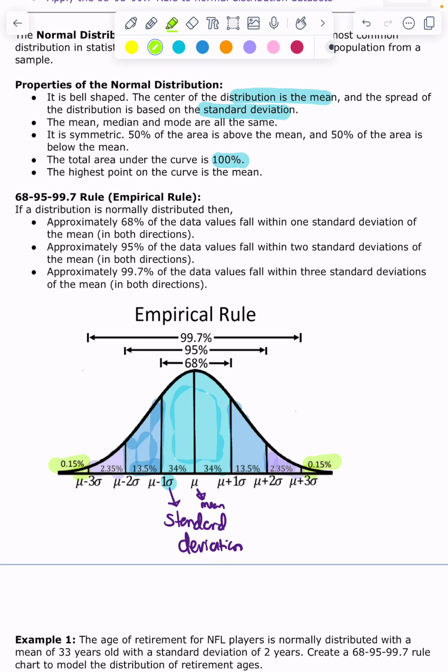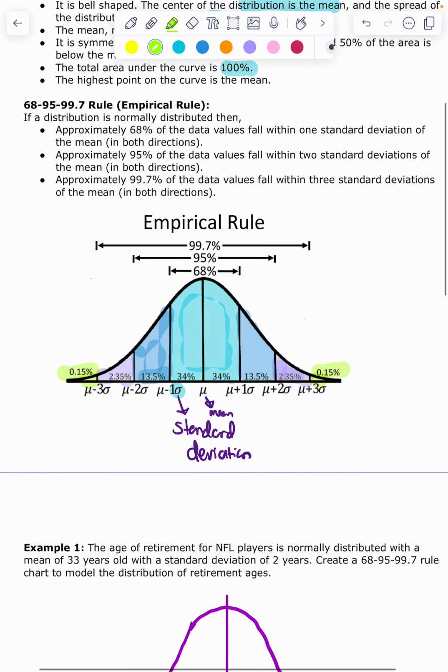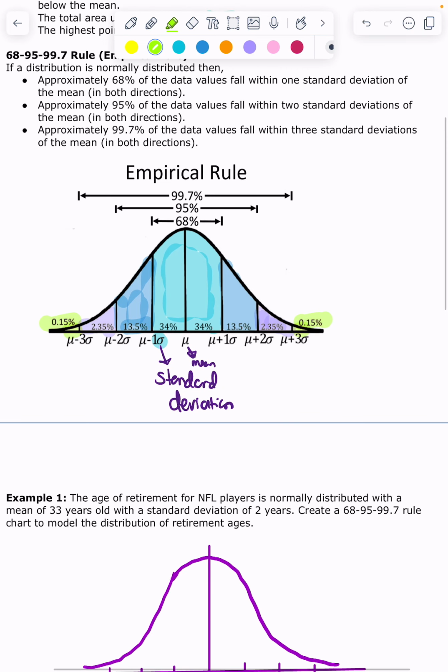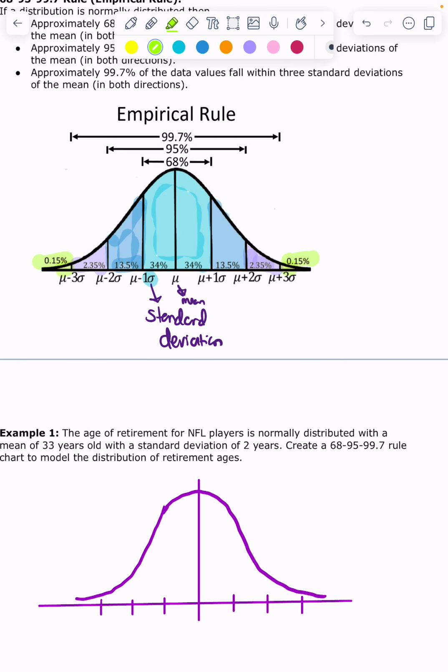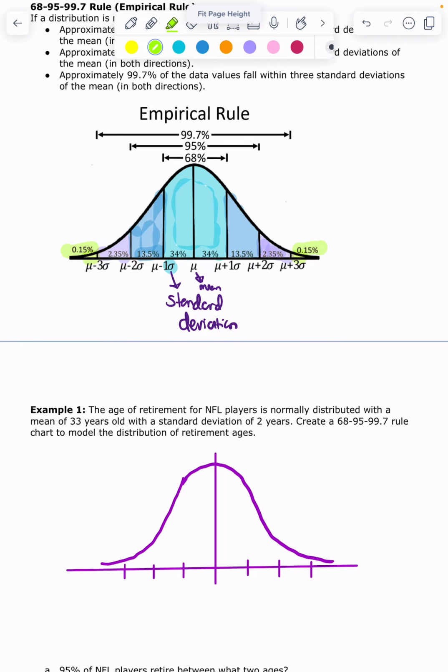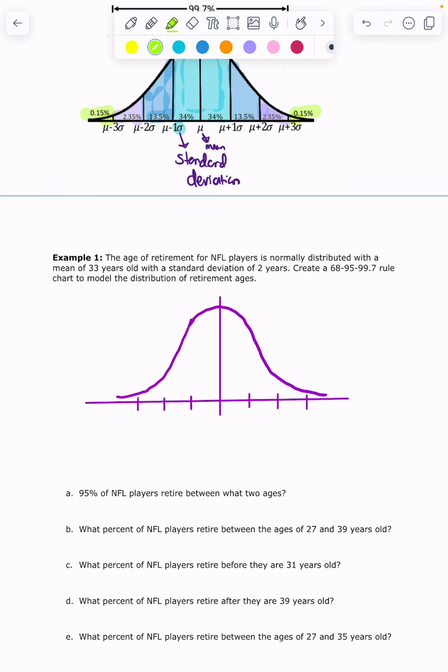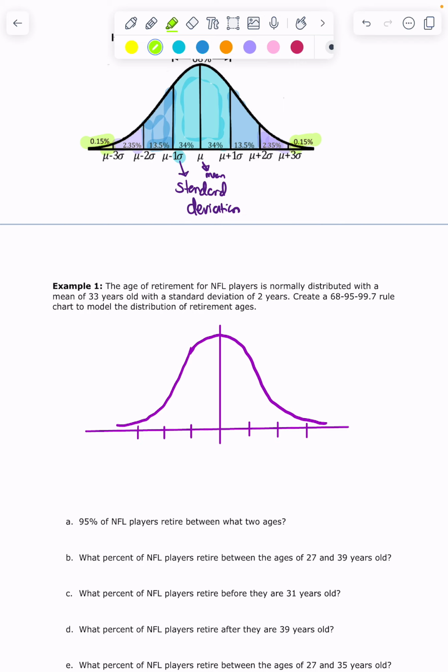I know that it can be a little overwhelming when you're first looking at it. So definitely putting the empirical rule on your cheat sheet for exams is a great idea. Maybe if we do an example, it'll make a little bit more sense. We have age of retirement for NFL players. It's normally distributed, which means you can make this bell curve, with a mean of 33, so I want to pop 33 in the middle. And standard deviation of 2. So mu equals 33, standard deviation equals 2. That's mean and standard deviation.